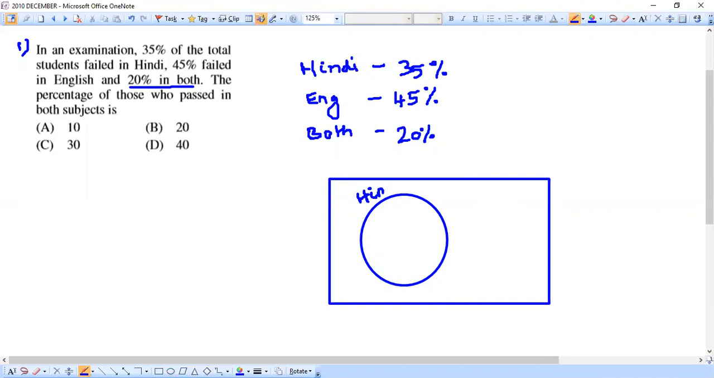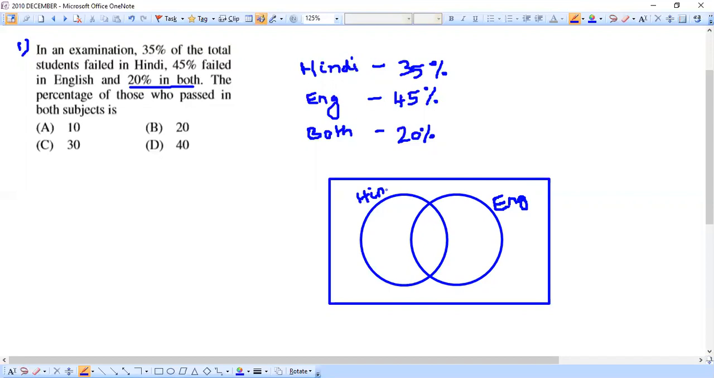Let's draw one more circle, because we have another subject, English, for which we also need a circle. So we'll draw another circle, something like this. Let's have the second circle, the right hand side one, be English. That means those seen here in the right hand side circle are the failures in English.